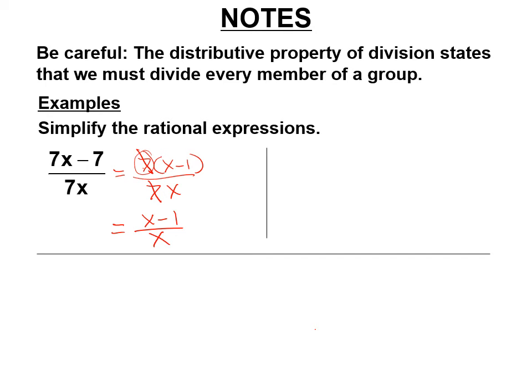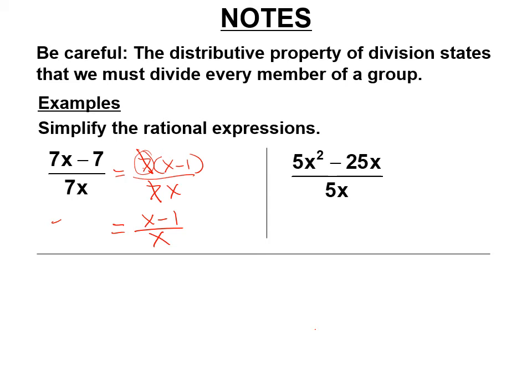Let's just talk about the distributive property. It says you have to divide every part of a group. You could write this as this, and believe it or not, that does equal 1, and I can manipulate that to look like that. I don't think that makes it easier or helpful, but that is the truth.